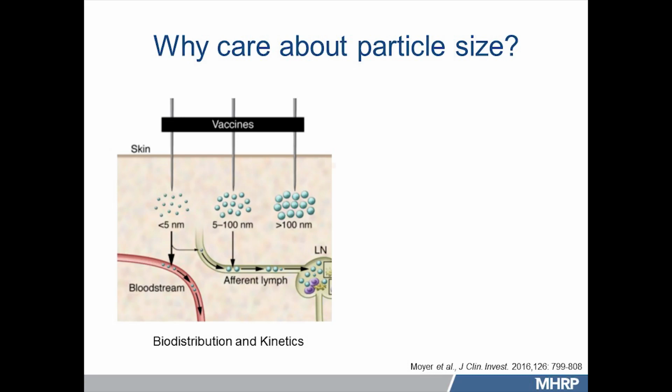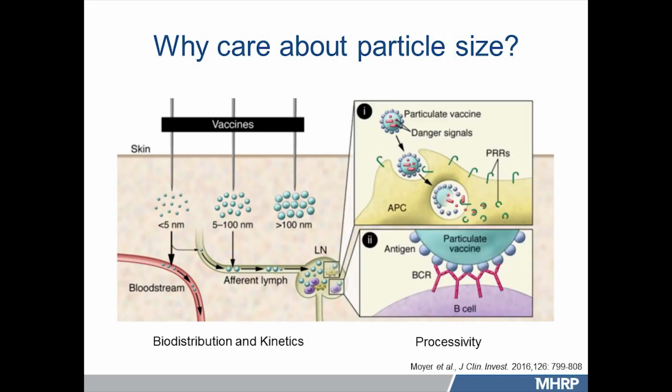Not only that, their processing is also different. Small particles tend to be picked up by special antigen presenting cells like dendritic cells, and then they are processed differently, while large particles are taken up by macrophages and monocytes, which process them differently. And hence the size of the particles, even with identical chemical composition, can lead to a different immunological outcome, and that's what we know.